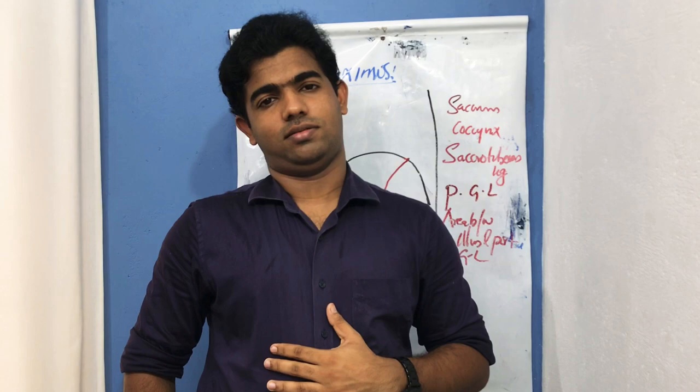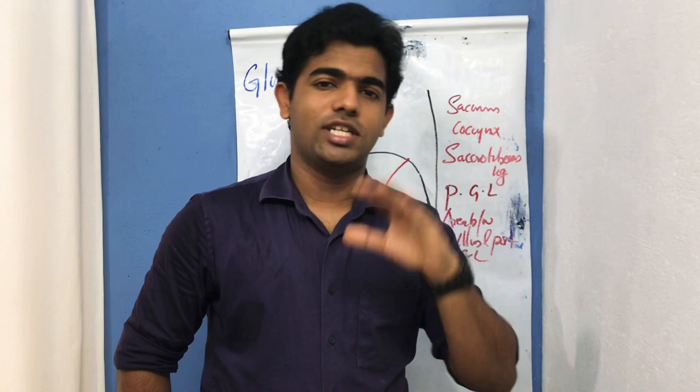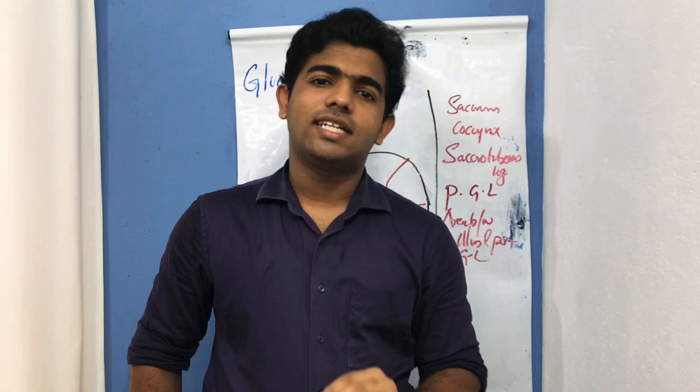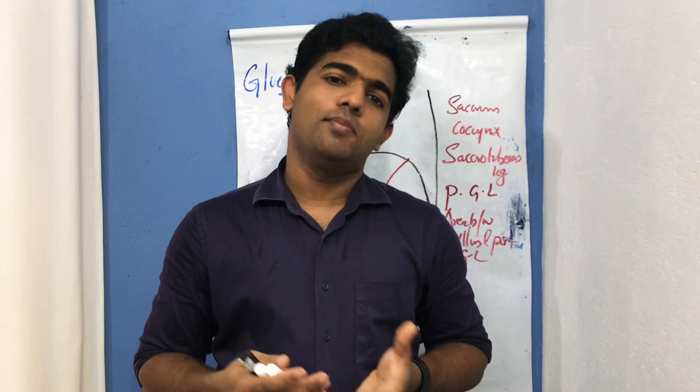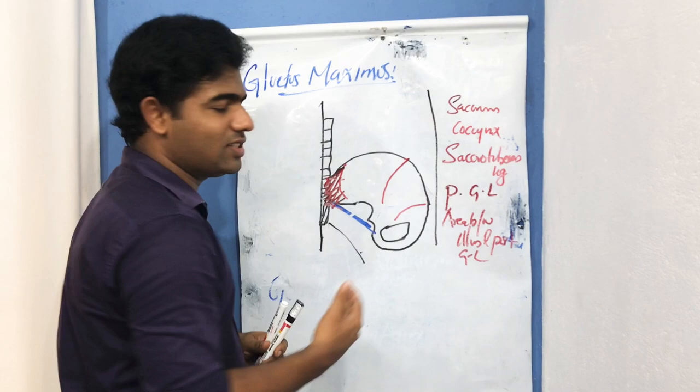In fact, it is such a large muscle that you cannot see any other muscles when the gluteus maximus is there. You have gluteus medius, gluteus minimus, and obturator internus and externus, everything embedded inside this muscle. When you remove the gluteus maximus, you can see the other muscles. Now let us move on to the other muscles in this region. Next one is gluteus medius and minimus.